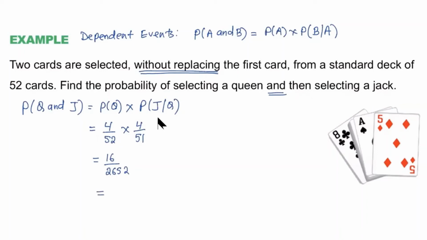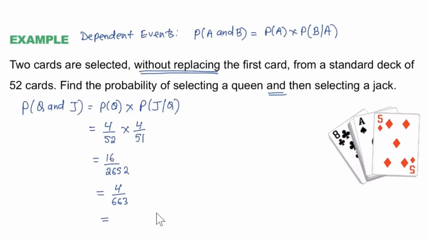You can also change that to a reduced fraction if you want. That is 16 divided by 2,652. You can divide both numerator and denominator by 4. If you divide this by 4, you will get a 4 there. And if you divide this number by 4, you should get 663. Make sure you check it. 2652 divided by 4 is 663. So that is the reduced fraction. You can leave your answer here as a reduced fraction or change it to decimal.